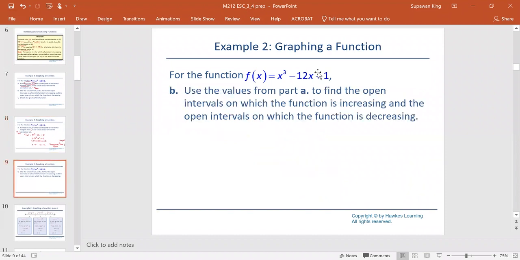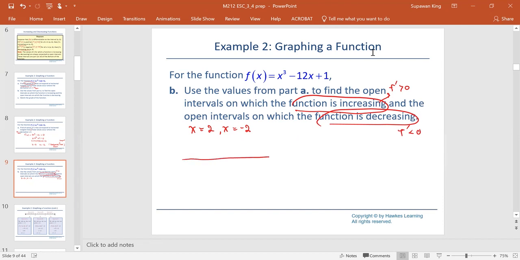Next part, we're going to use the values from part A, which are x equals 2 and x equals negative 2, to find the open intervals on which the function is increasing and the open intervals on which the function is decreasing. So we're going to use the number line to help determine the intervals on which f prime is greater than 0 or f prime is less than 0. We recall the function is increasing for f prime positive, decreasing for f prime negative.